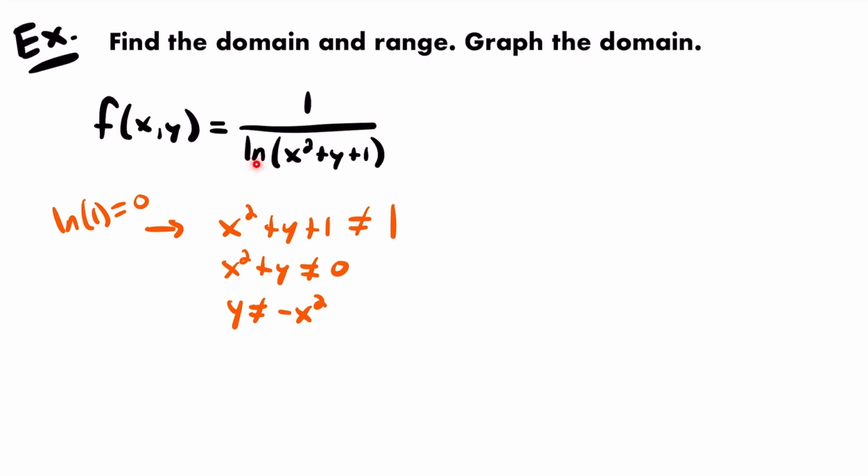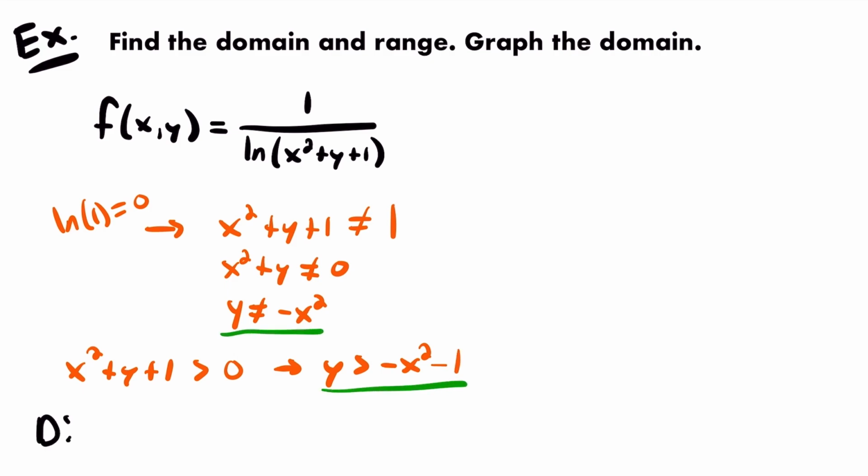Because remember, the natural log function cannot have any negative inputs or an input of 0. The input for the natural log function has to be positive. So not only can the contents of the natural log function not be equal to 1, but they also have to be bigger than 0. All right, so we're going to have another restriction that x squared plus y plus 1 must be greater than 0. And so then I want to solve for y once again. So I'm going to subtract 1 and x squared from both sides, giving us this: y must be greater than negative x squared minus 1. Okay, so those are our two restrictions here.